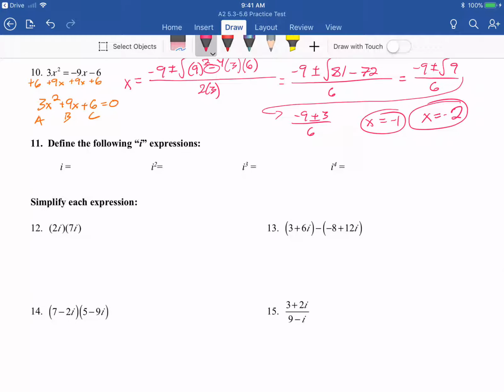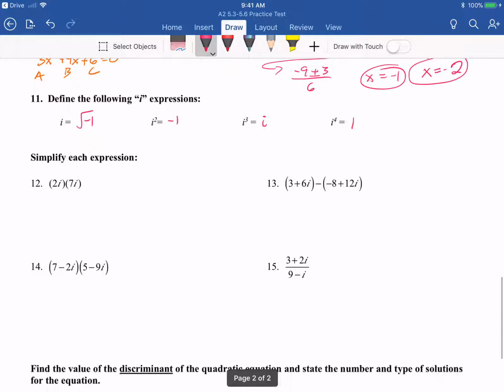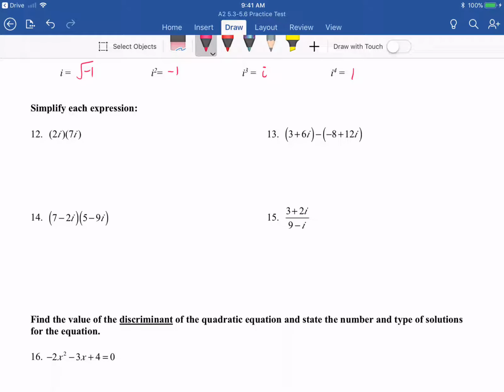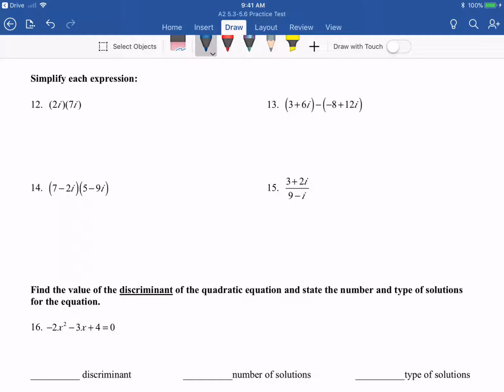Just some definitions here for number 11. i is the square root of negative 1. i squared is negative 1. i cubed is negative i, and i to the 4th is 1. All right, so that's just kind of some definition things. Got to know them. So now as I go on to number 12, these are simplifying with some i's. So I have i's. You can just treat them just like they're x's. So just multiply them or add them or do whatever they're asking you to do, just like they're x's.